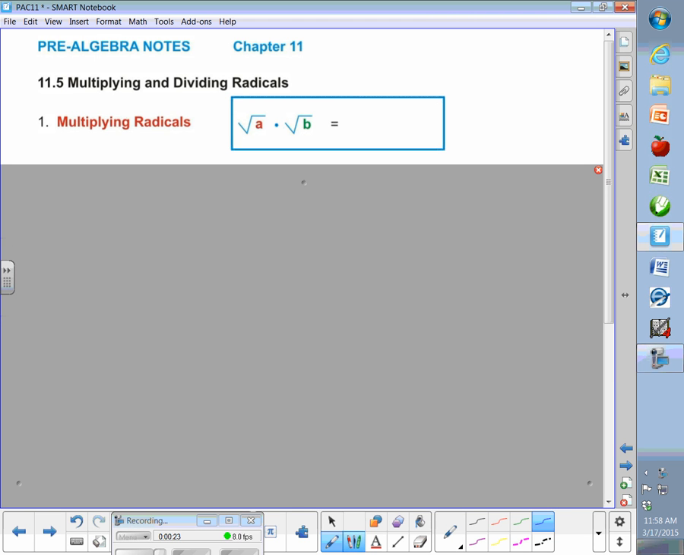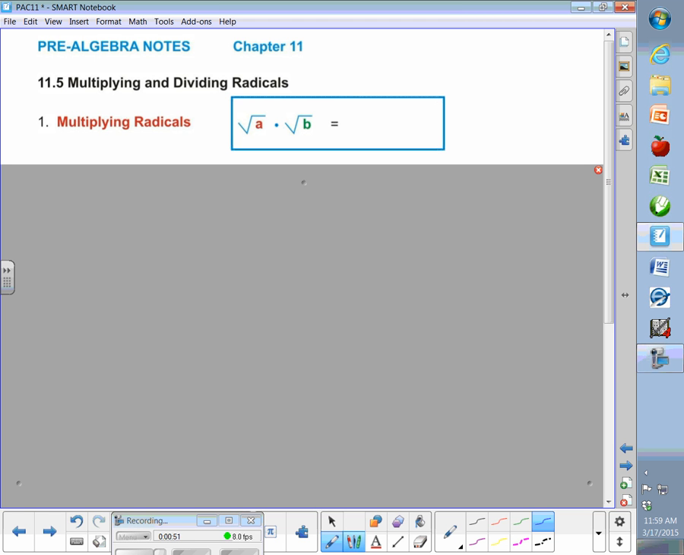11.5, quiet please. 11.5, multiplying and dividing radicals. And we need to do both today. We'll start off with multiplying radicals. So you've got part of the rule there in front of you, the square root of A times the square root of B. Now, I will tell you this. The index, the kind of root it is, this is a square root. So what's the index, though it's not shown? It's a 2, it's not shown.